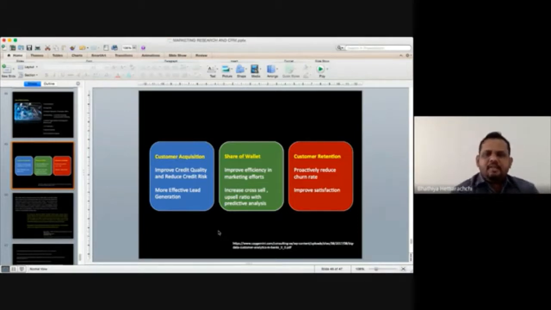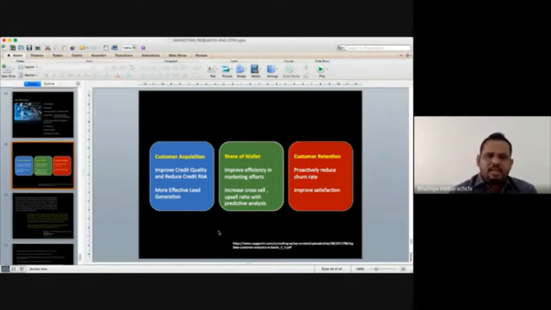Then the third factor, the second wheel of the CRM, that is the customer retention. So data science will help you to identify the churn rates and the probabilities, and to approach such clients even before they call you to cancel their accounts or the cards, and see how to retain them. Second, it will also provide you information to improve satisfaction level of the customers, so that basically you can offer them what they really need, what they really require, what they really value, and also capture their satisfaction and see how to improve them, improve the satisfaction.